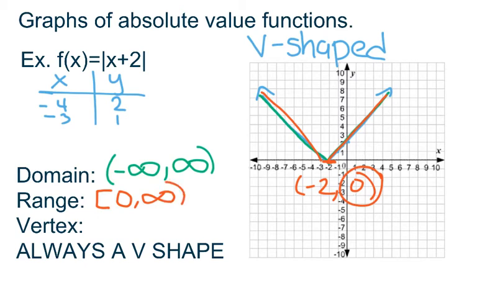Okay, the vertex is the very middle of the graph, and that is at, well, let me do a different color. We've already listed it here, (-2, 0). Alright, so that's how every time absolute value graphs are going to look, the domain is always going to be from negative infinity to infinity. The range will change a little bit, and the vertex will change.